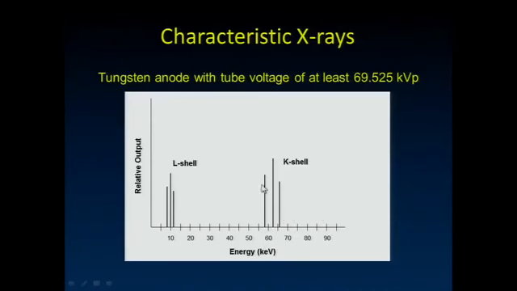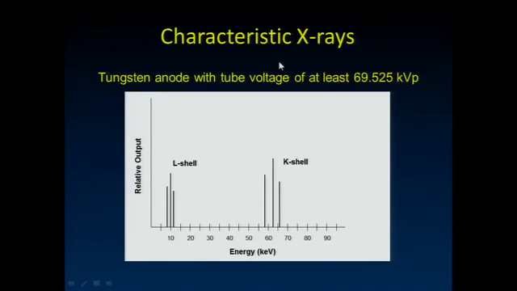So these are the transitions from L to K, M to K. We also have some low energy ones down at the L shell, right? And here's where an L shell gets kicked out and gets replaced by an M shell or a shell further out. So those are the characteristic X-rays of tungsten.